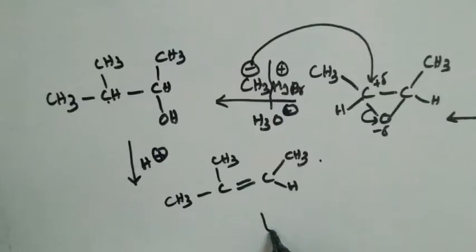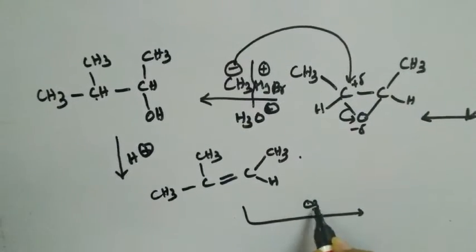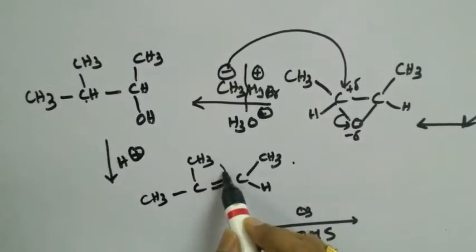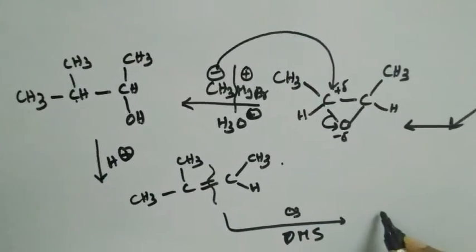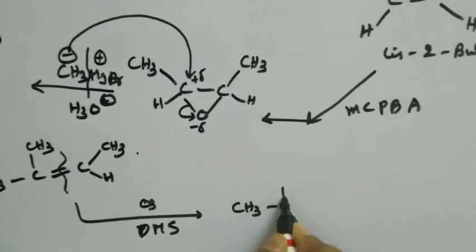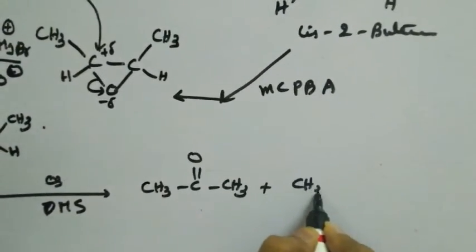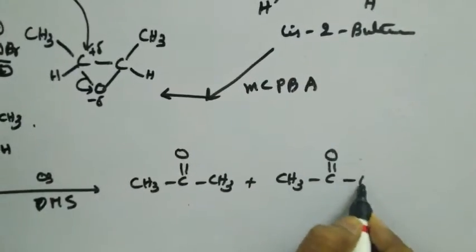So this is subjected to reductive ozonolysis. Reductive ozonolysis in the presence of DMS. Then here the rupture occurs. So we are going to get acetone and acetaldehyde as the final product. So this is our acetone and this is our acetaldehyde. That's it.